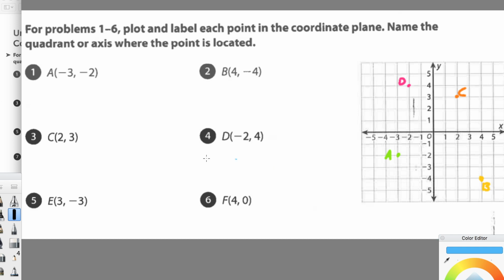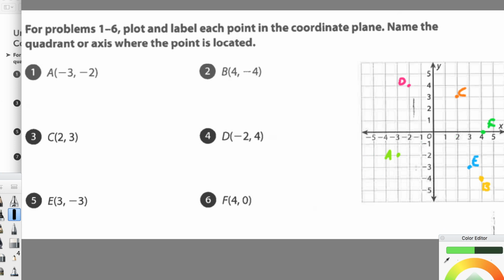Now let's go to our next one, E. 3, -3. So I'm going to start from the middle, left or right. Where's my 3? My first number is 3. Right here, I go to the right side. Second number is -3. Up or down? Where's my -3? Down here. This is my letter E. Now my last one, F. 4, 0. So 4, left or right? Where's my 4? 4 is over here. All right, 0. Where's my 0? Hey, look, I'm already at 0, so I don't have to move. So this would be my F.